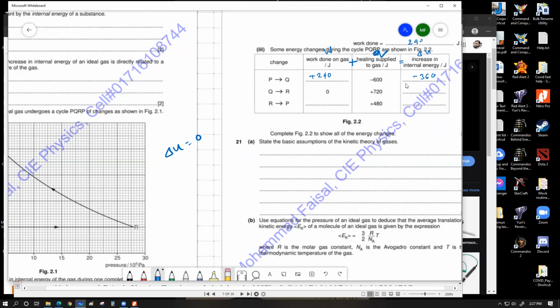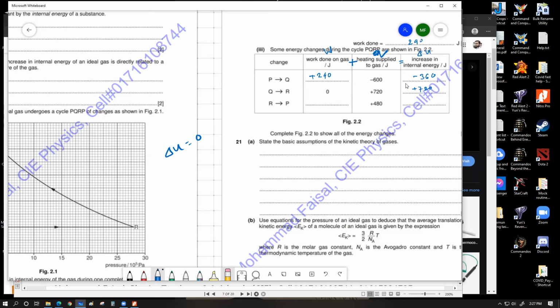On Q2R, we are applying no work done, but we are supplying a huge amount of heat to the system. So this is going to be plus 720 as well. Now comes the interesting idea. To fill up this part, we cannot do this right away.